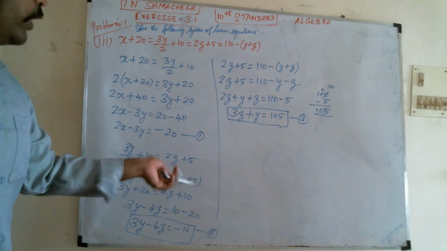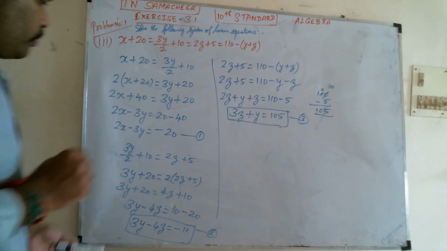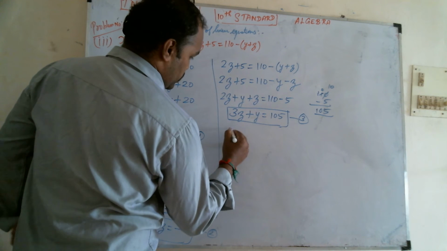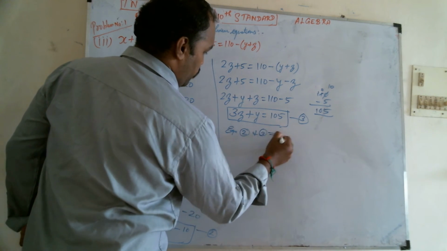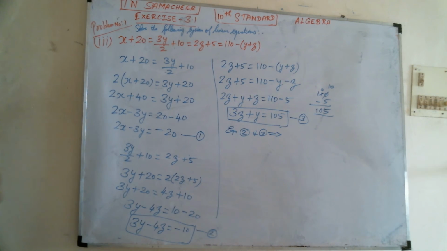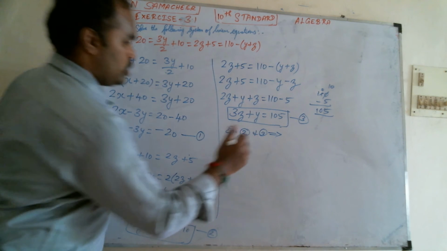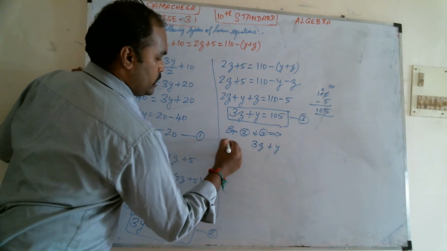The next thing is, here we need to find out the x value, y value and z value. So second equation and third equation. Equation 2 and 3, how are we going to do it? Equation 3. 3z plus y. This is the third equation.